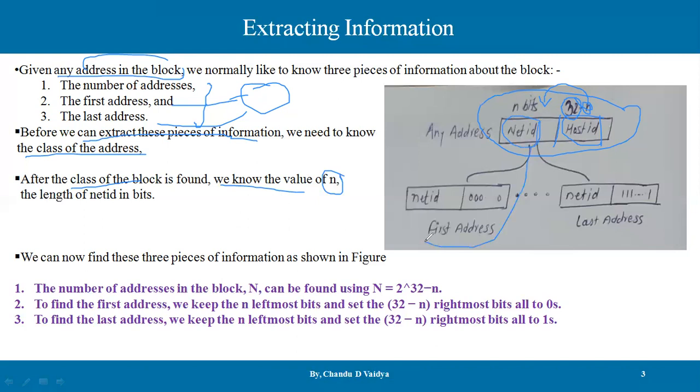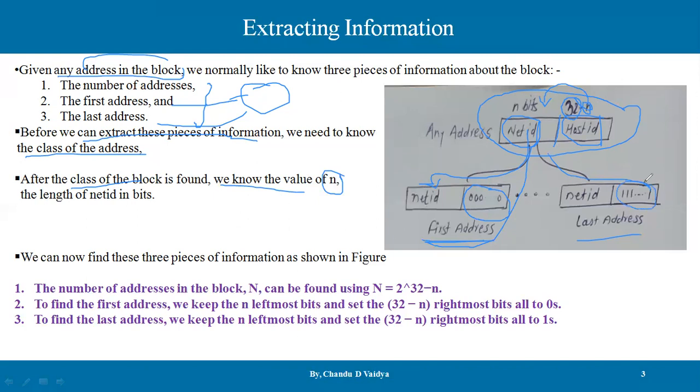Okay, and then how do we calculate the first address and last address, guys? Here the net ID will be as it is, but the host portion will be zero, which is called the first address. And in order to calculate the last address, the net ID will be as it is, whatever the 1s or 0s are there, and the host portion will be 1, and that will be the last address, guys.